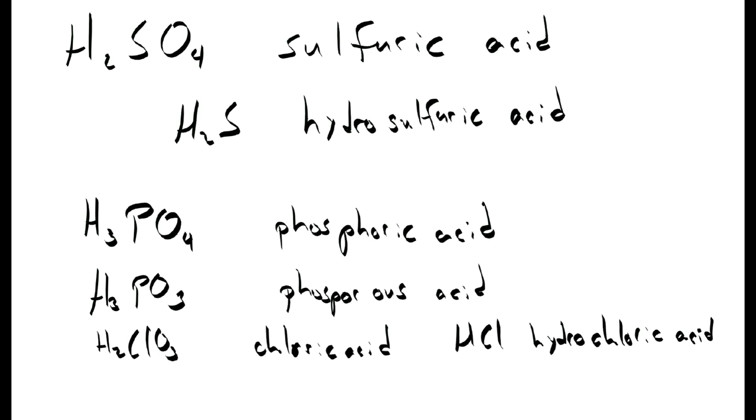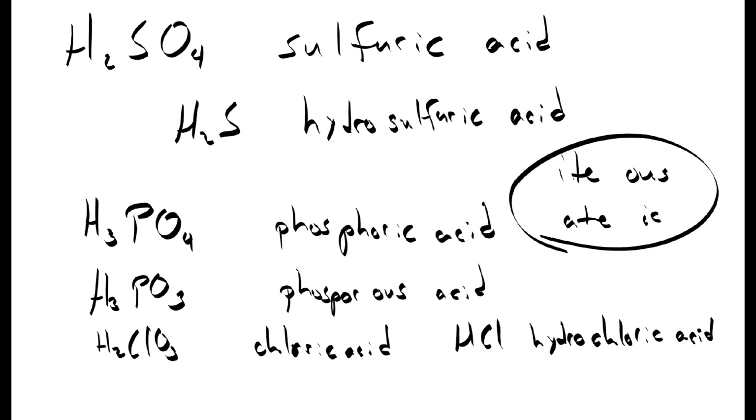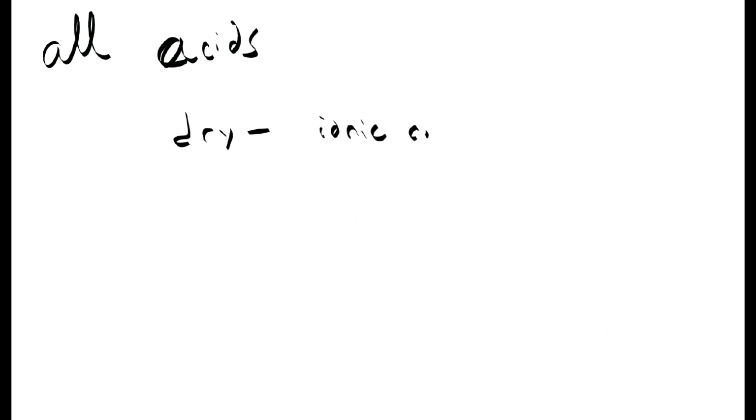All right. So that covers your binary acids and your oxoacids. The tough part, I think, will be remembering what ends in "ite," what ends in "ate," and of course that "ite" goes to "ous," "ate" goes to "ic." So definitely keep those in mind. And just to make it clear, dry, you treat it like an ionic compound.